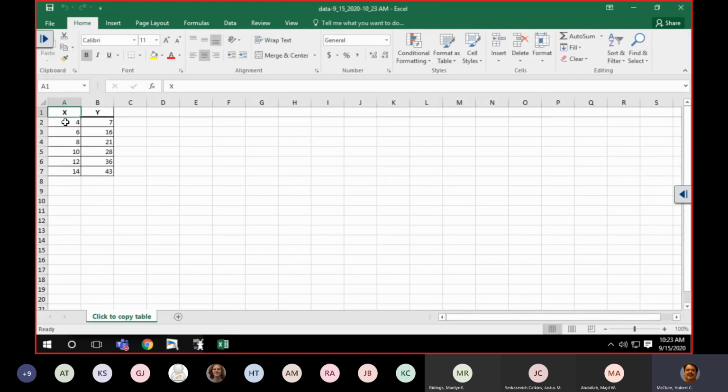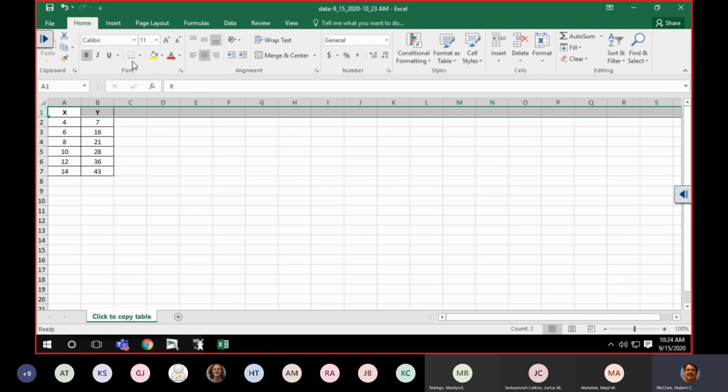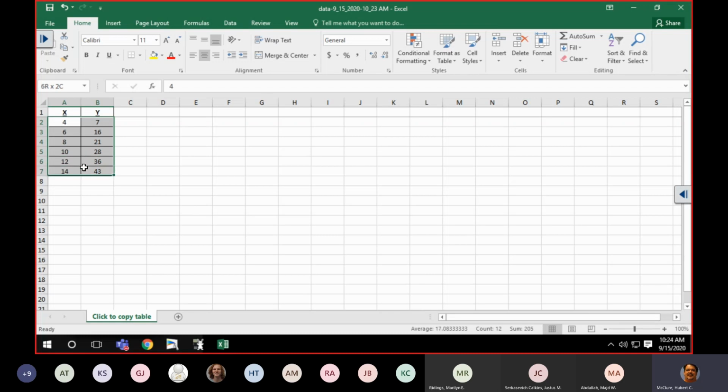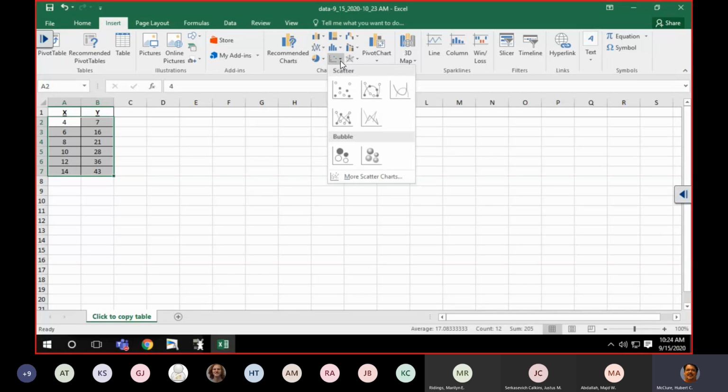I want you to highlight. Oh, wait a minute. Hold on. I got to fix this. This drives me crazy. There. And let's fix this too, because I like to have that bold and underlined. There we go. All right. Highlight the 2 columns. Go to Insert and Scatter Plot.